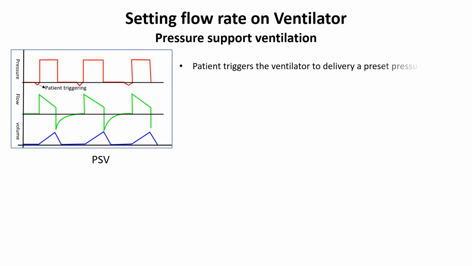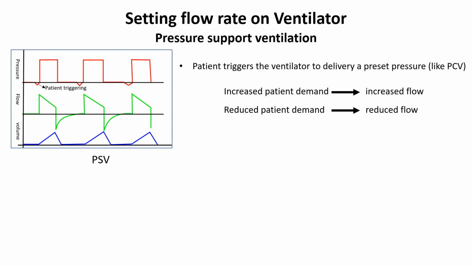In pressure support ventilation, the patient triggers the breath by generating a small negative pressure. This triggers the ventilator to deliver a preset constant pressure during inspiration. The goal is to support the patient's spontaneous breathing by providing additional pressure. When the patient tries to inhale more deeply or forcefully, their inspiratory demand increases. This causes the ventilator to increase the flow rate to match the patient's increased effort and maintain the set pressure. When the patient's inspiratory effort slows, the ventilator will decrease the flow rate to maintain the same pressure.